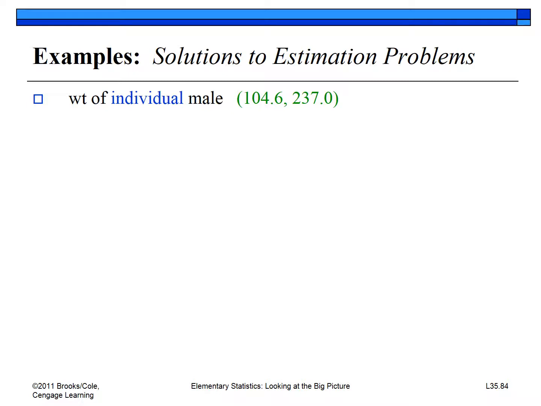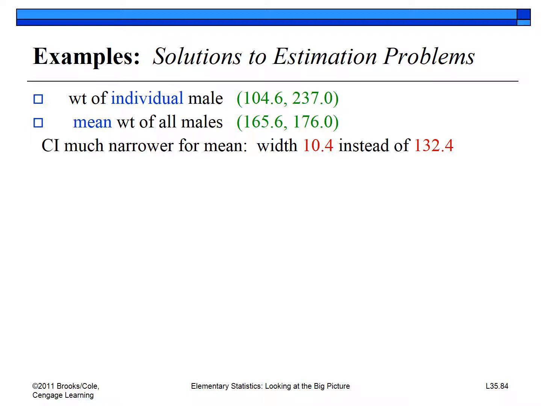We also know how to get a 95% confidence interval for the mean weight of all males. We talked about that when we first did confidence intervals for single quantitative variables. And notice that the confidence interval is much narrower for the mean. That's because we divide by the square root of the sample size. Now, when we include height into the mix, we need regression, because now we're looking at a relationship between two quantitative variables.